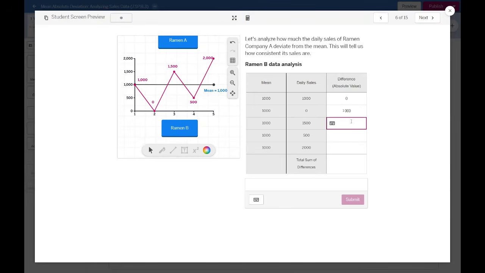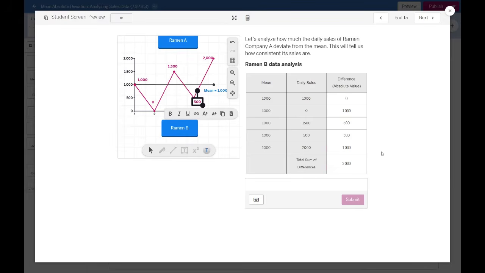For the 1,000 and 1,500, there's a difference of 500. And also for the 1,000 and 500, we can see that there is a difference of 500 as well. And for the 1,000 and 2,000, the difference is 1,000. So the same thing that we did on Ramen A, we just add up all the differences that we have. That is 1,000 plus 500 plus another 500 plus 1,000, a total of 3,000. Now, what will we do with that 3,000?